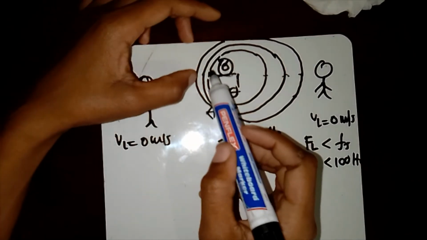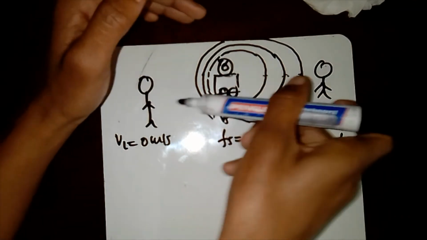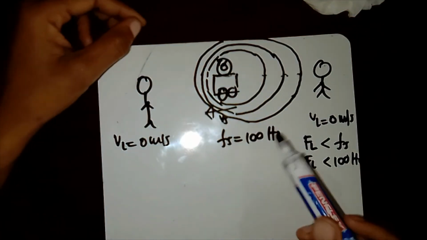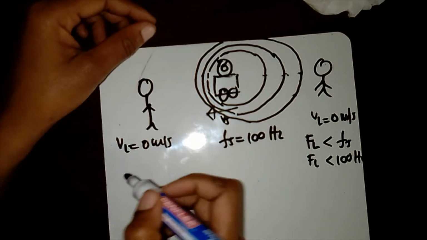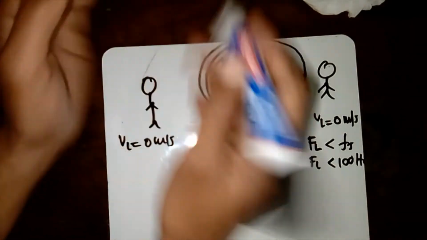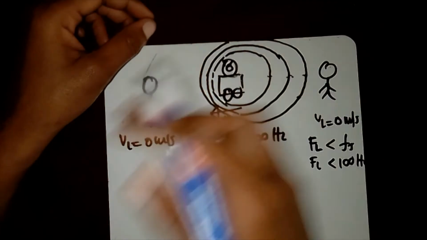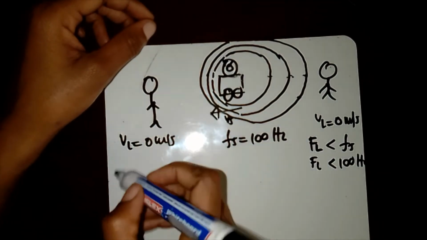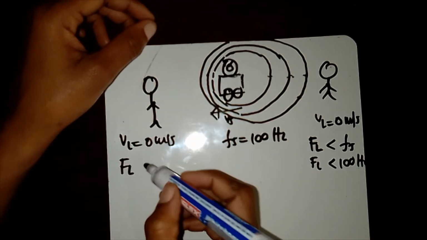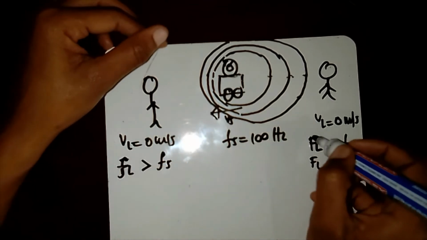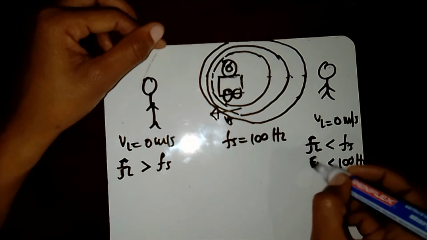But on this side, because it's moving towards this person, those two full waves are now closer packed together in that period of time. If they are packed together, they have a shorter wavelength, and a shorter wavelength corresponds to a higher frequency. So this person would actually perceive a frequency that is higher than the frequency of the source.